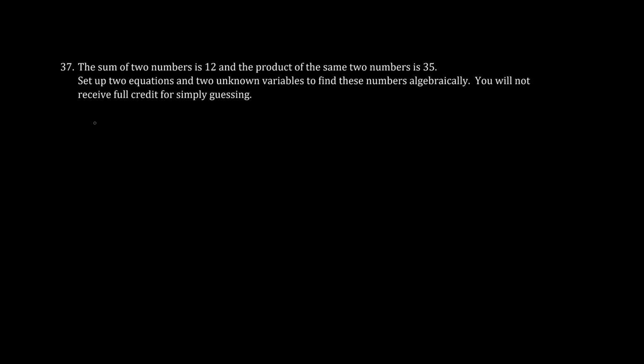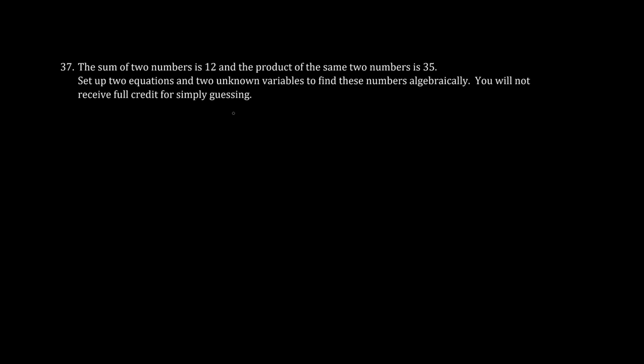Let's try a basic systems of equations word problem. The sum of two numbers is 12, and the product of the same two numbers is 35. Set up two equations and two unknown variables to find these numbers algebraically.